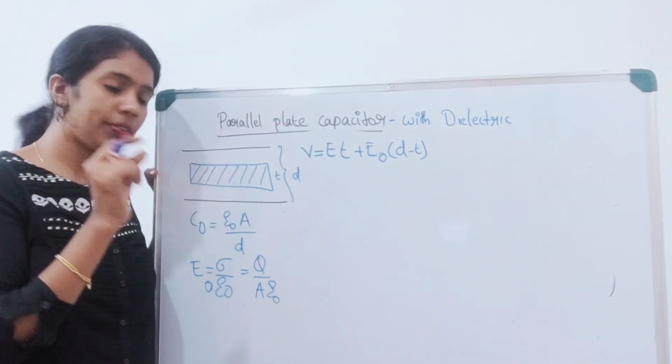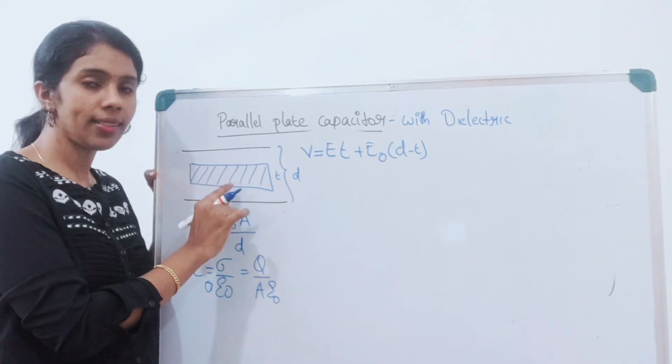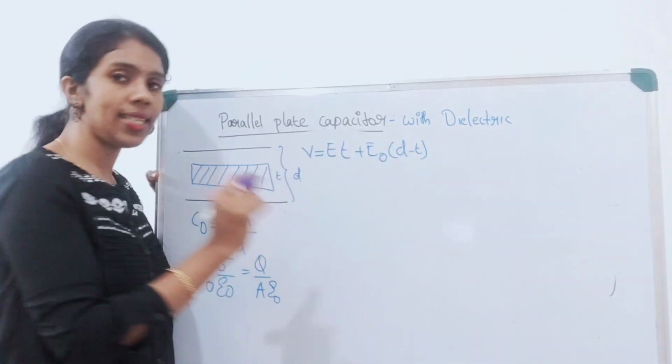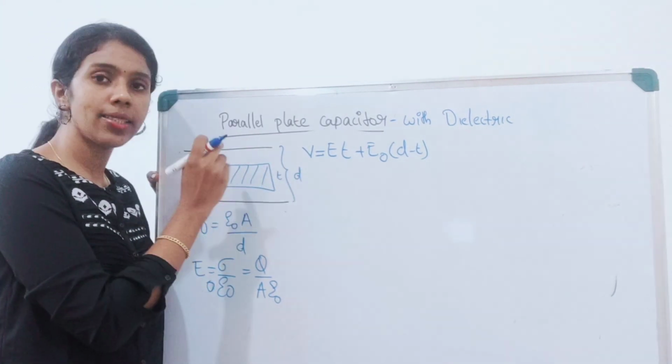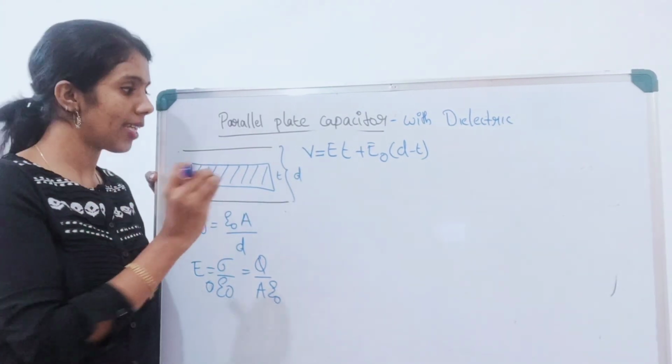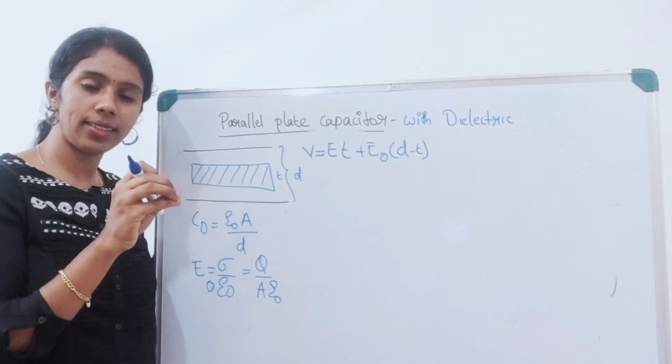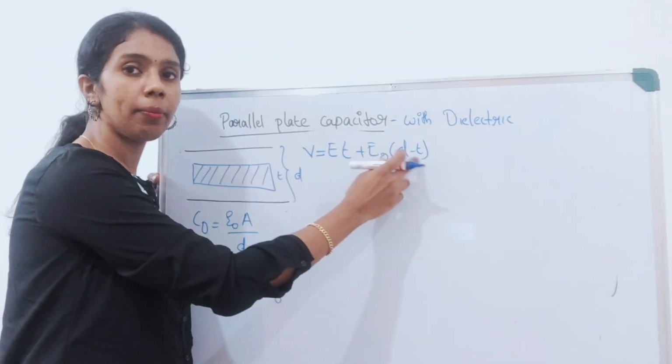where E is the electric field in the dielectric, T is the thickness of the dielectric, plus E0 is the electric field in the region between the plates, and D minus T is the remaining thickness. The total thickness of the capacitor was D. In that thickness, a dielectric of thickness T was inserted. The remaining thickness is D minus T.